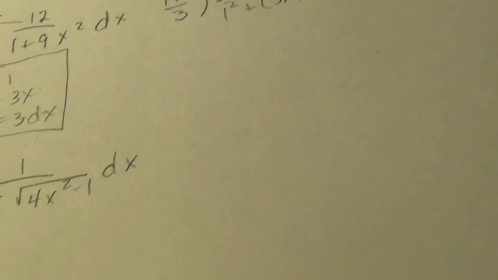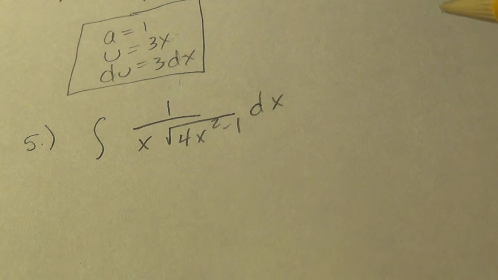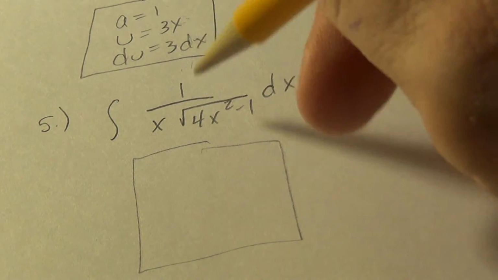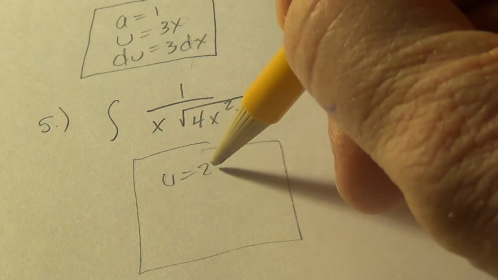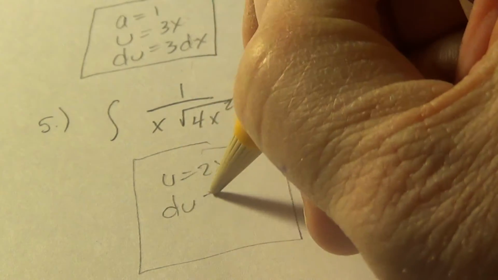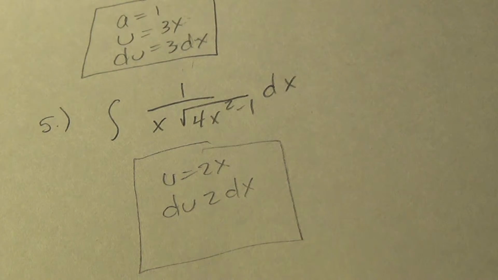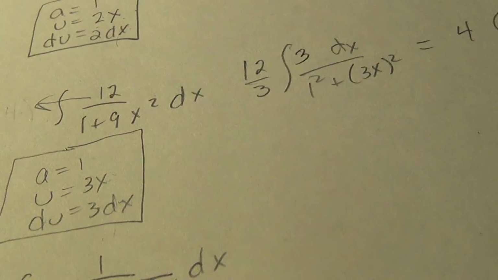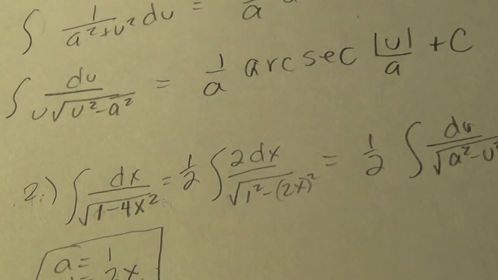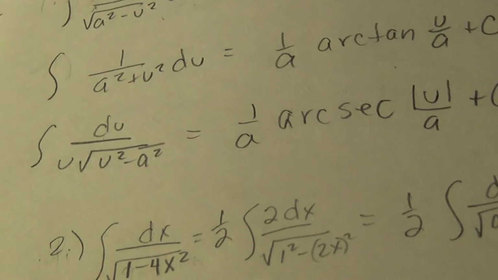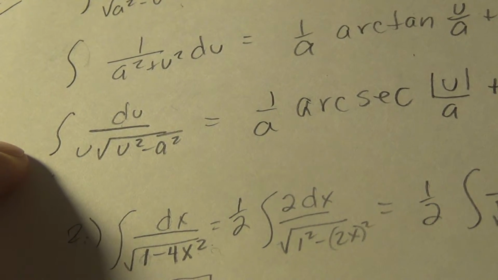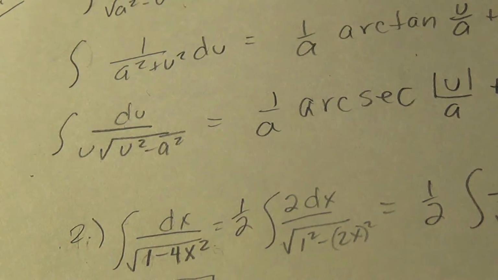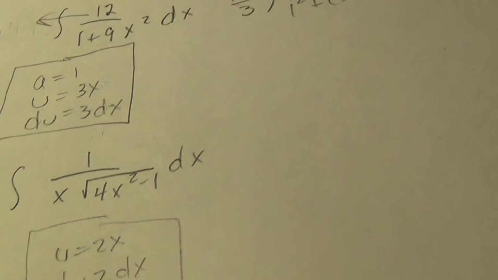And the last one to discuss is number 5, because it's a little trickier than it appears. So in my box, I'm going to say that my u is 2x and my du is 2dx. So it looks like a is 1. And it looks like we are trying to line it up with the integral that looks like this one right here. So I have pretty much coming along to match this, but there is one discrepancy. Let's see if you can pick it up.